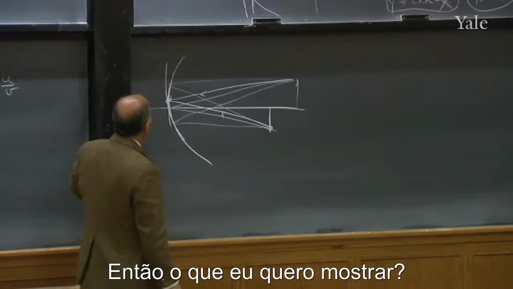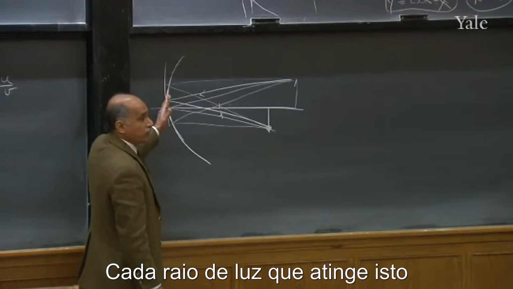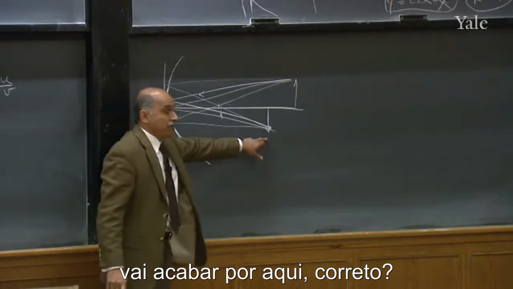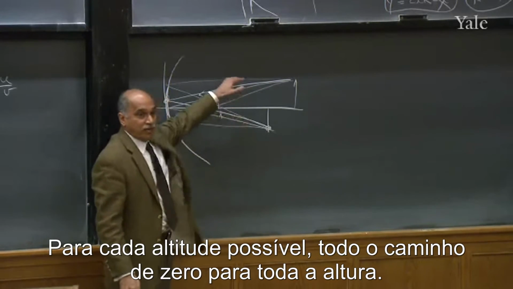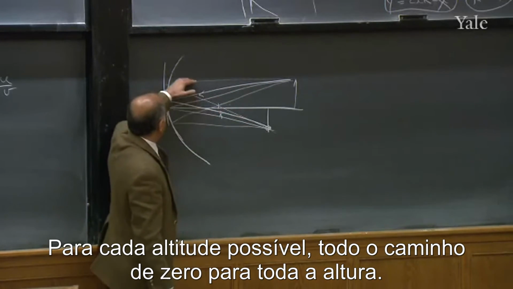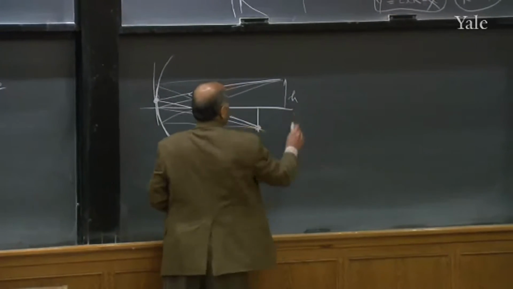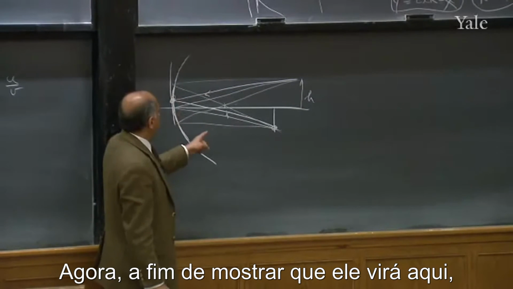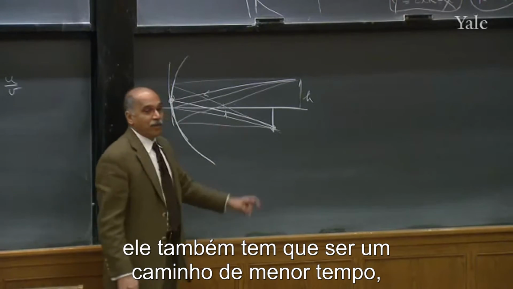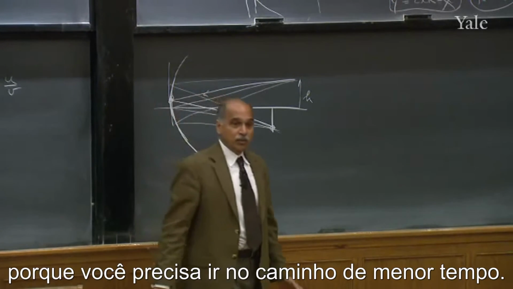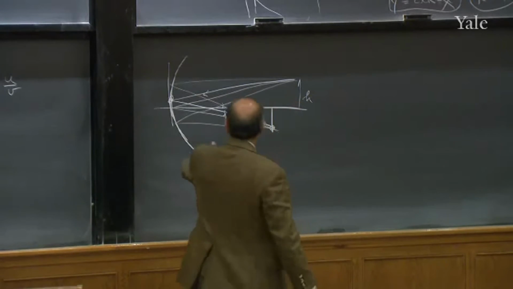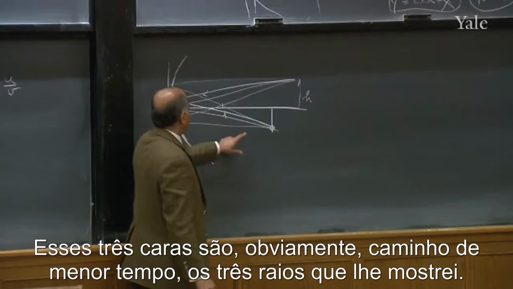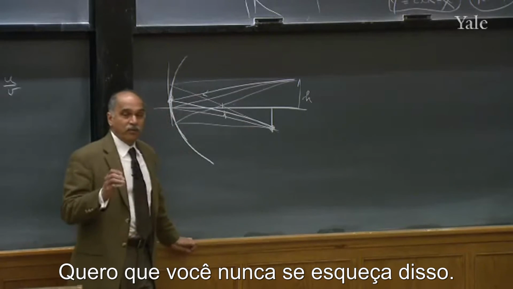So what do I want to show? Every ray of light hitting this is going to end up here, correct? At every possible altitude, all the way from 0 to the full height. Now, in order to show that it will come here, it also has to be a path of least time, because you need to go in the path of least time. These 3 guys are obviously path of least time, the 3 rays I showed you. I want you never to forget that.